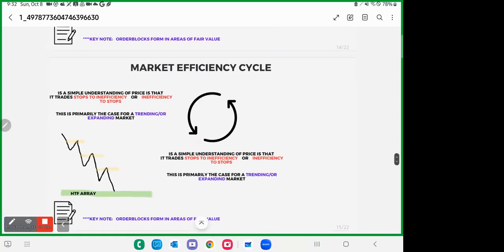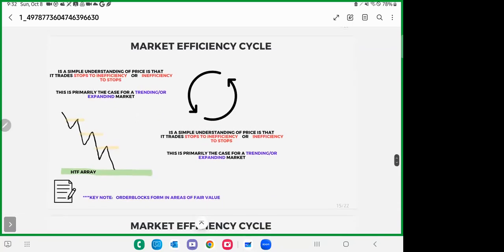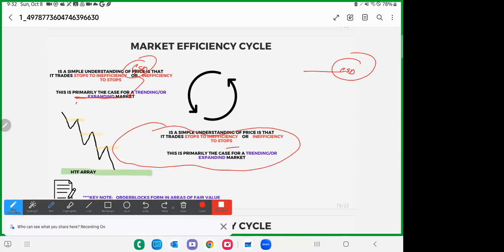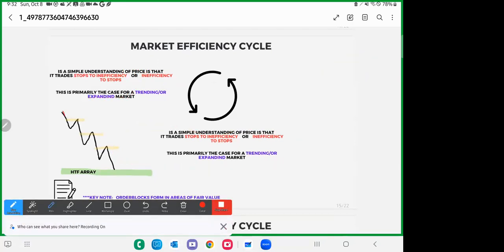All right. Market efficiency cycle. A simple understanding of price is that price will trade stops to inefficiency or inefficiency to stops. This is primarily the case for a trending or an expanding market. So if you look here, we're trading down stops to inefficiency, stops to inefficiency, stops to inefficiency. And then we run into a higher time frame array. But obviously, we trade through stops right here.